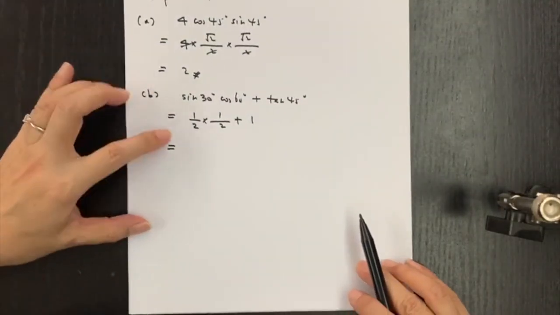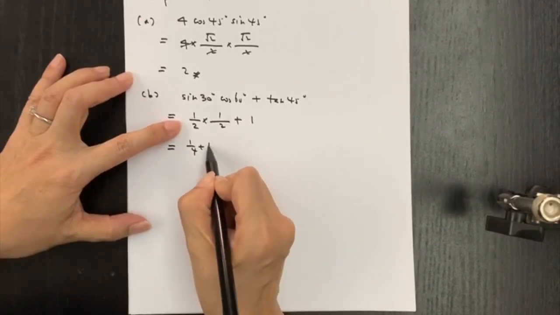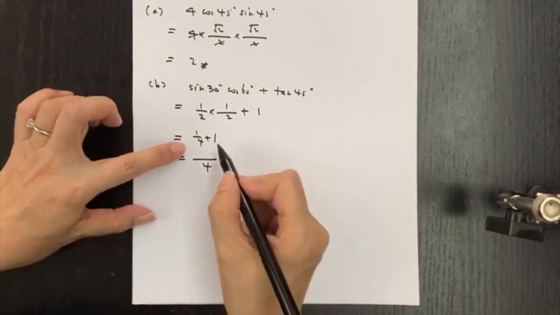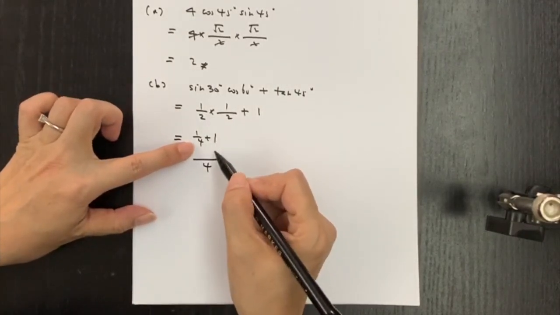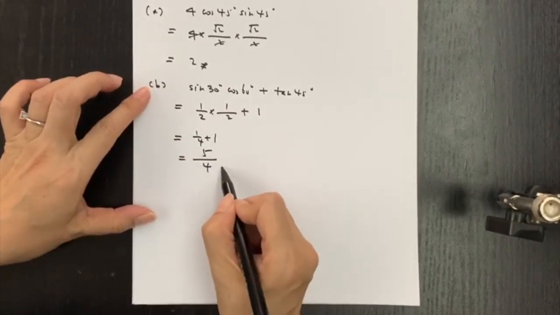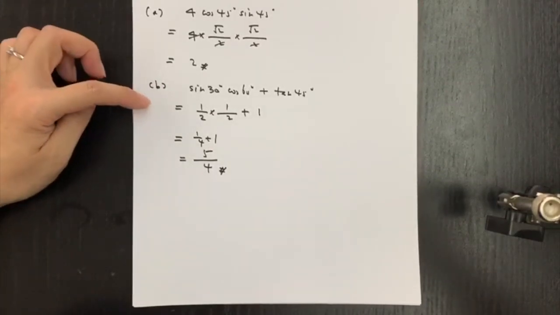Okay, so therefore you can simplify. This will be 1 over 4 plus 1. Then you make it into 4 pieces, so it will be 1 plus 4, which is 5. So this is the final answer for example 1b.